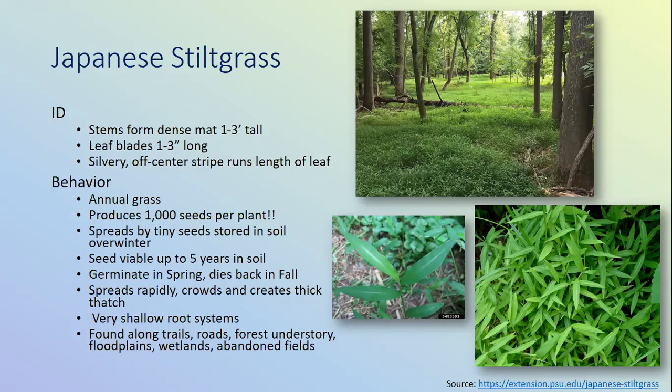The seed can be viable for up to 5 years in the soil, and it germinates in the spring and dies back in the fall. So as an annual grass, it grows and grows and grows. And about this time every year is when they're going to start setting their seed. That seed will overwinter, and in the spring it'll start germinating. So that's very key in figuring out how to manage these. They spread really quickly and make a really thick thatch area. They have really shallow root systems, so you can very easily pull these out. However, because they take over such a large area, that's very difficult.